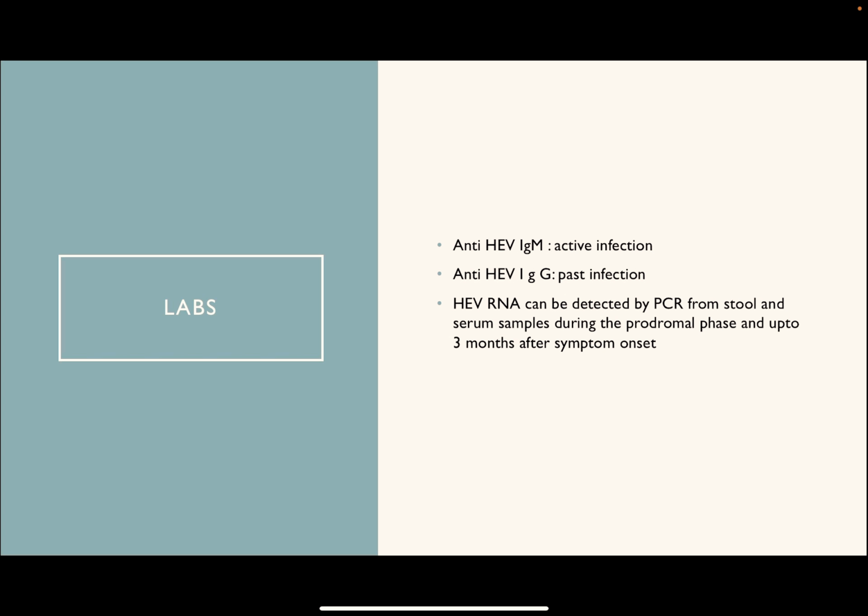So in hepatitis E, you will see that during the acute infection, just like hepatitis A, IgM antibodies will be raised, and IgG antibodies will be raised in case of past infection. They've not written immunization here because there's no vaccine available. You can also detect hepatitis E virus RNA by the PCR test from stool up to 3 months after symptom onset.